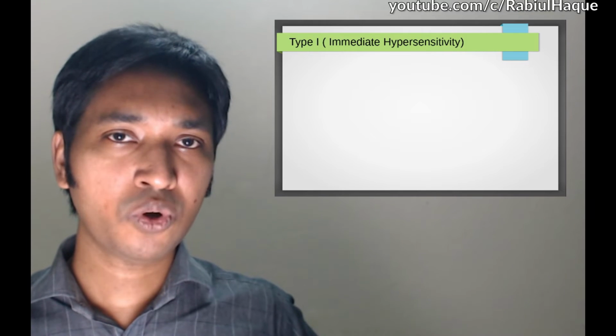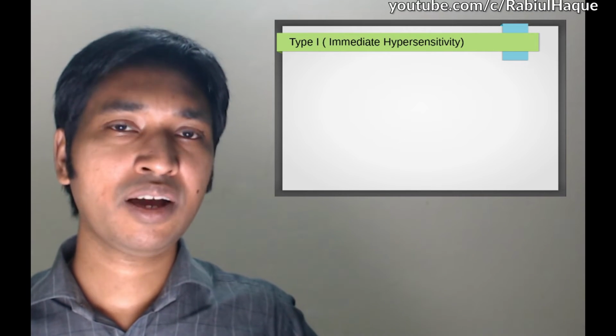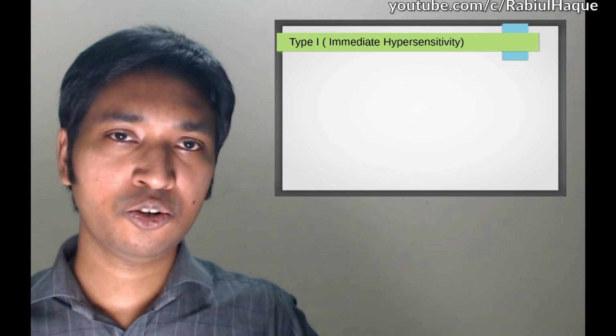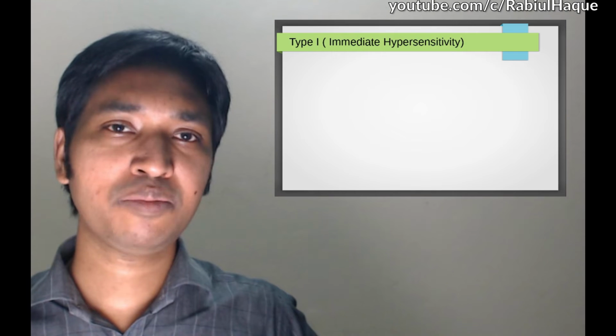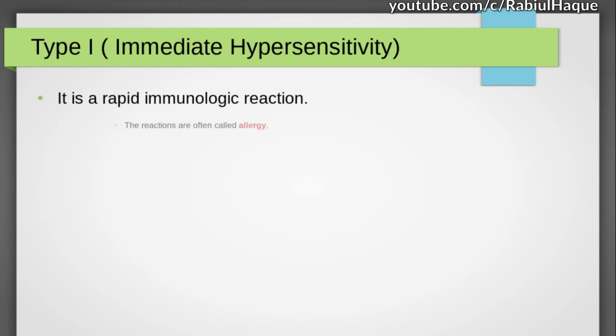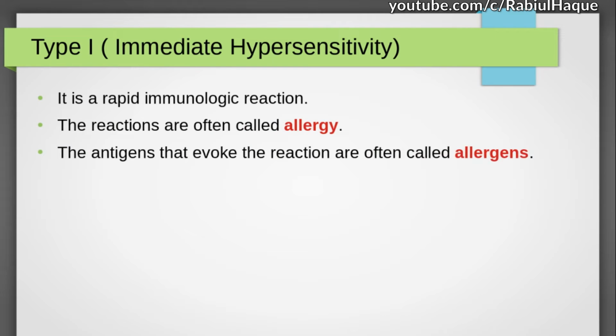So now let's focus our attention on type 1 hypersensitivity, and throughout the rest of today's lecture we will mainly talk about type 1 hypersensitivity. So type 1 hypersensitivity is also known as immediate hypersensitivity, and as the name implies, it is a rapid immunological reaction. The reactions are often called allergy, and the antigens that can cause type 1 hypersensitivity are often referred to as allergens.